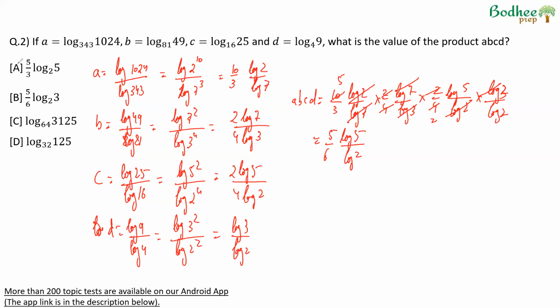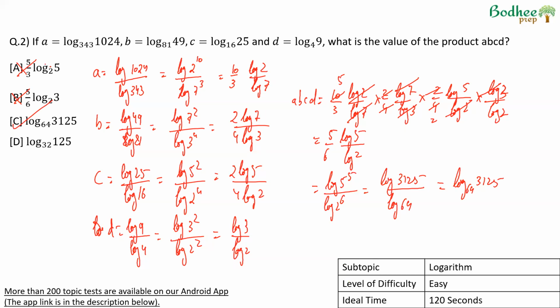Since the options are not matching, this is obviously not the answer. One of these two has to be the answer. So what we do is we write this as log of 5 to the power 5 upon log of 2 to the power 6. 5 to the power 5 is nothing but 5, 25, 125, 625, 3125. 2 to the power 6 is 2, 4, 8, 16, 32, 64. Log of b upon log of a is nothing but log of b to the base a. So log of 3125 to the base 64. Option C becomes the answer.